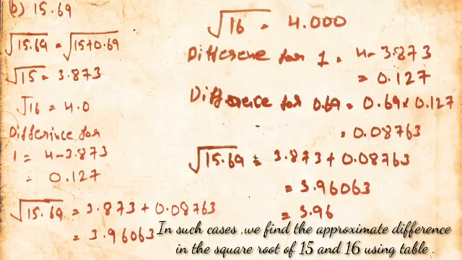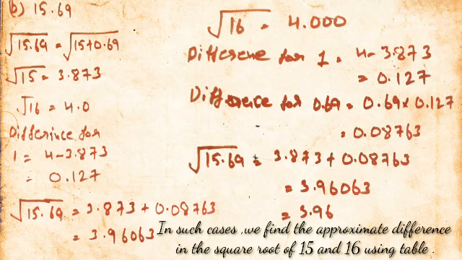Then next, what you have to do? Find the difference for 1. What will be the difference of 15 and 16? That will be 1. And the difference of the square roots is 4 minus 3.873, root 16 minus root 15. That difference is 0.127. तो 1 का डिफरेंस कितना आया आपके पास है?